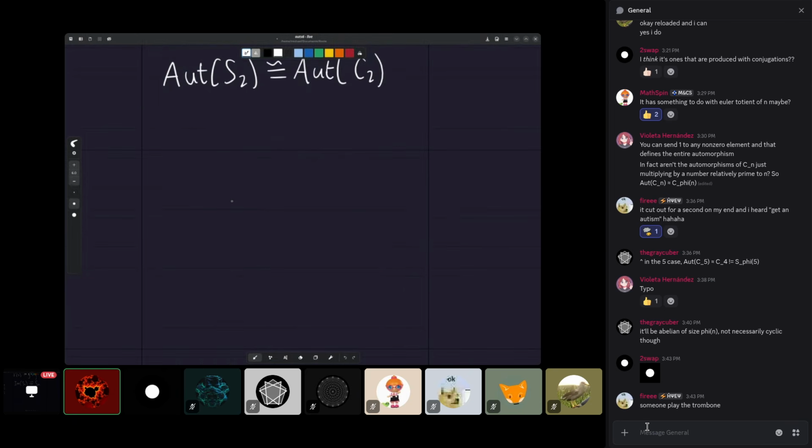For any other one, Sn with n bigger than or equal to 3, the inner automorphism group is the whole thing. All the things get sent to distinct automorphisms. Why? The reason is because there's nothing in Sn when n's bigger than 3 that commutes with everything.